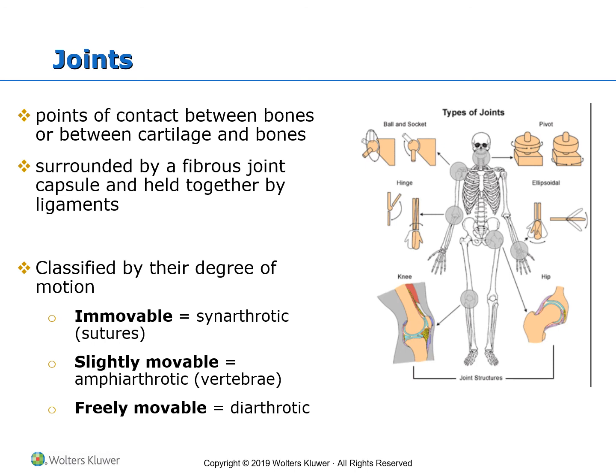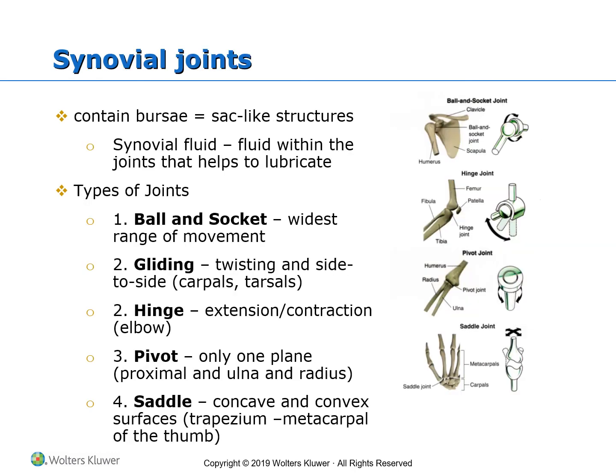And on their own, they can be classified in smaller groups. So let's look at the subclassification of the synovial joints. The synovial joints, beside the fact that they will have the synovial fluid that allows for the lubrication, will contain a bursa, or a sac-like structure. And the classification of the synovial joints will be based on their degree of movement. Those with the widest range of movement are called ball and socket. Those will be the hip and humerus joint.